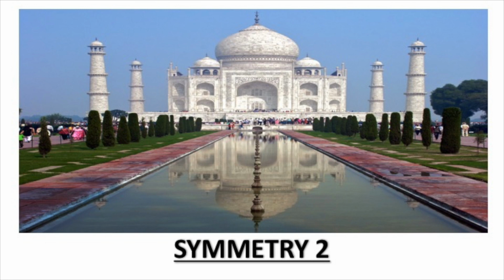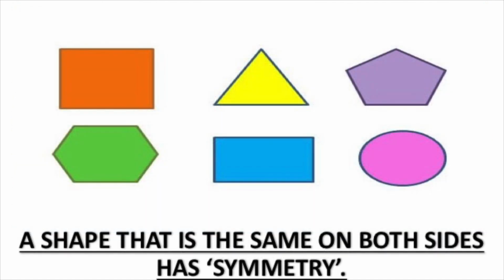Yes, take a look at this building, guys. Remember from the last lesson. What do you notice about the building? It's the same on both sides. And what name do we give to a shape that's the same on both sides? Symmetry. Or we can say it's symmetrical. A shape that is the same on both sides has symmetry.